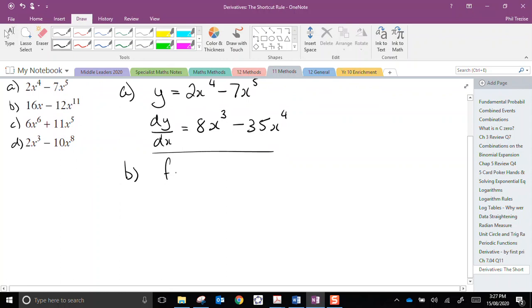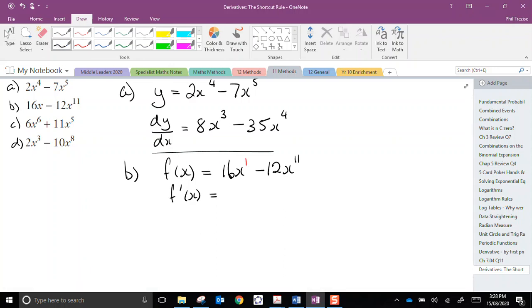The second one, let's do function of x this time, equals 16x minus 12x to the power of 11. Now, this time the derivative is signified by f dashed x, not by dy dx. We usually put dy dx if it was y equals, and f dashed of x means derivative. That's a 16 there. Now remembering, you don't need to write this, but I'll put in red there to emphasize that pronumeral x really means to the power of 1. So 1 times 16 gives 16.